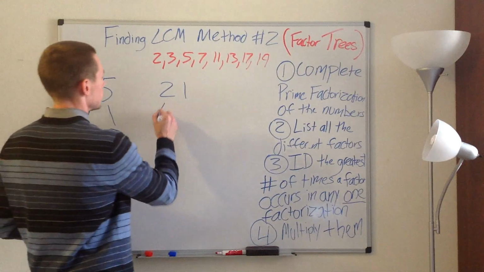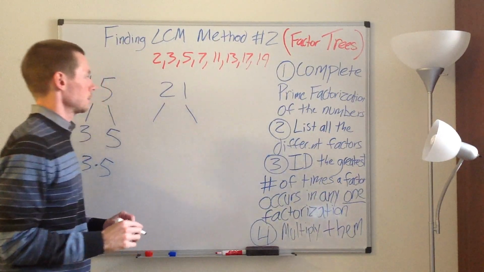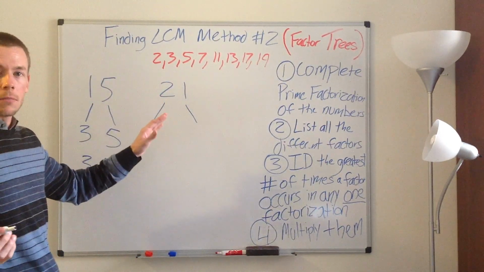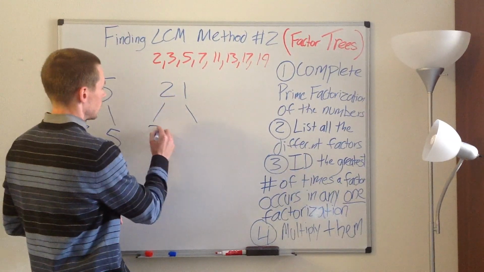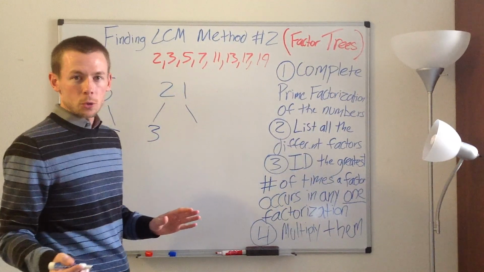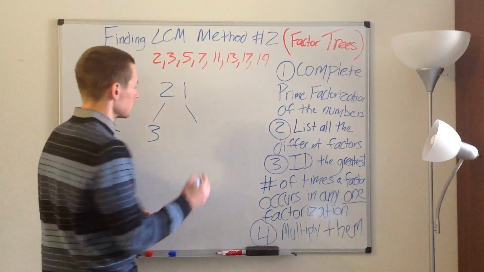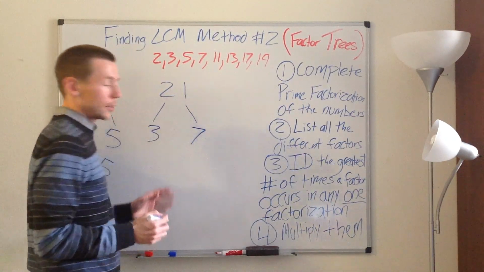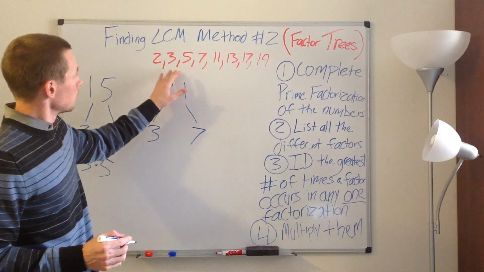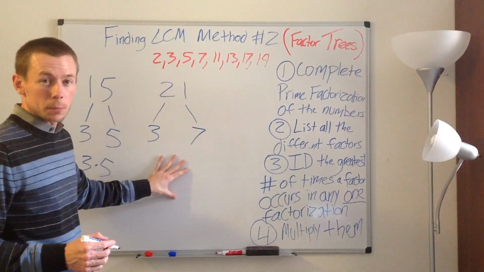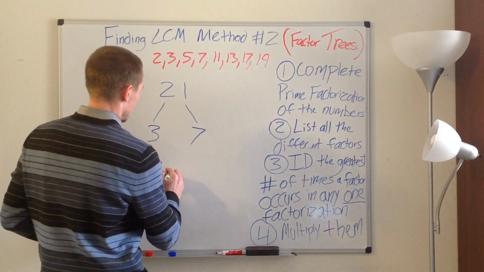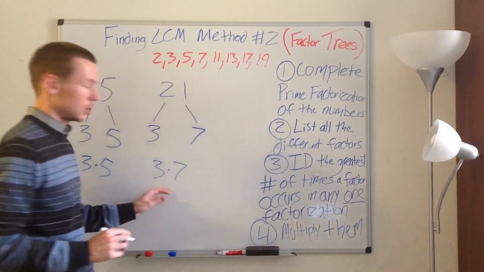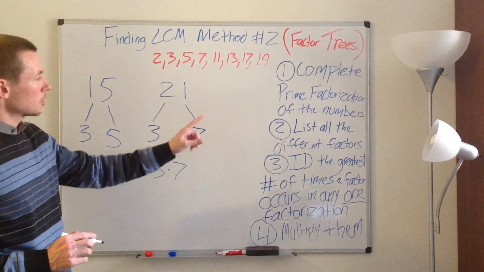Okay. Let's go to 21. Does 2 go into 21? Nope. What about 3? Yes, it does. How many times does 3 go into 21? 7. Are 3 and 7 prime? Yes, they are, so this is complete now. We cannot break down 3 and 7. So the prime factorization is 3 times 7. Okay, so that was step 1.